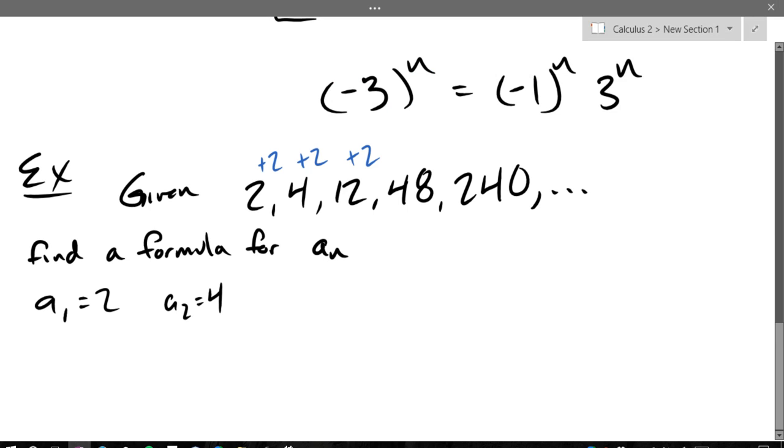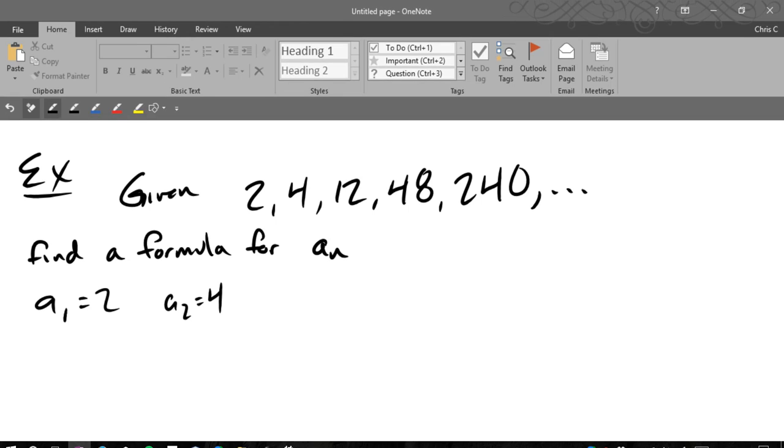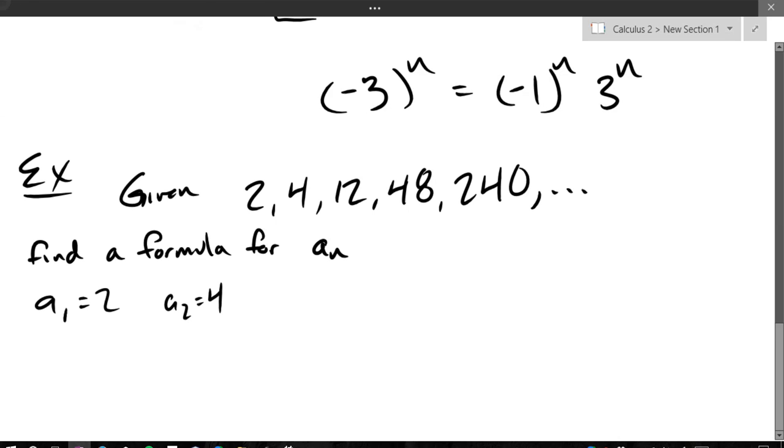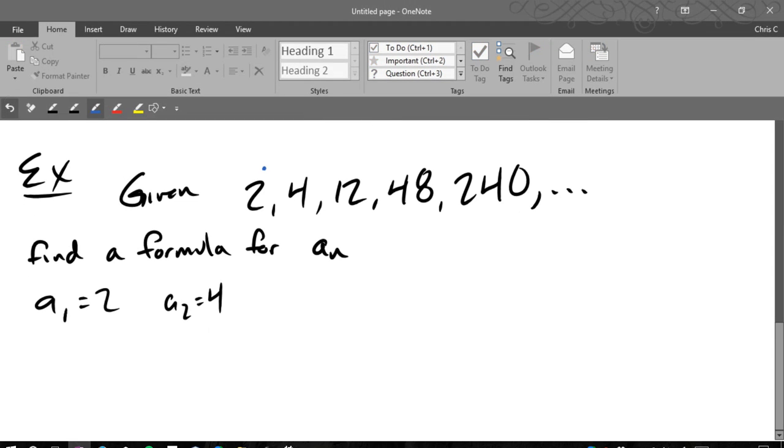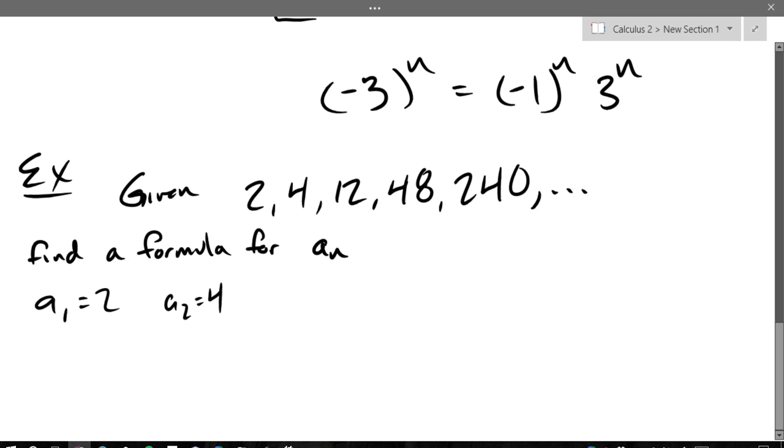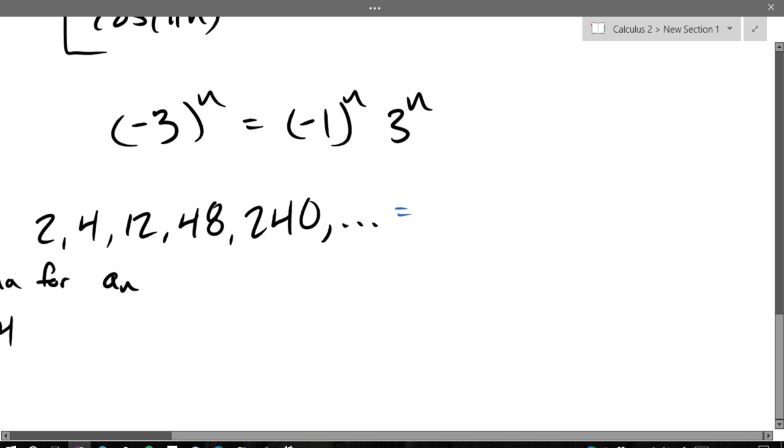What's another good pattern to try? We could try multiplying: 2 times 2. But what is 4 times 2? 8, not 12. So that's not going to work either. I think somebody did figure it out, but I'm going through very slowly and analyzing every possibility. All these are even, so I can use my favorite F word: factor. Let's factor the 2 out and see what we get.